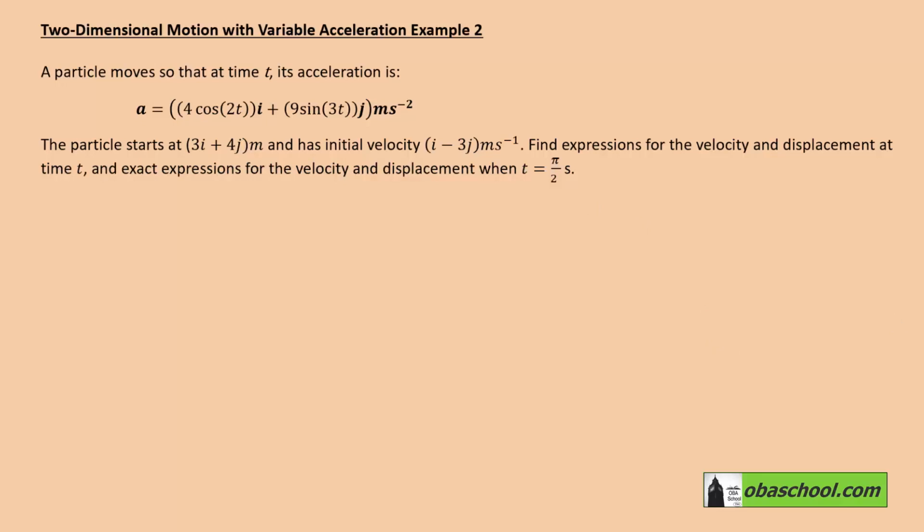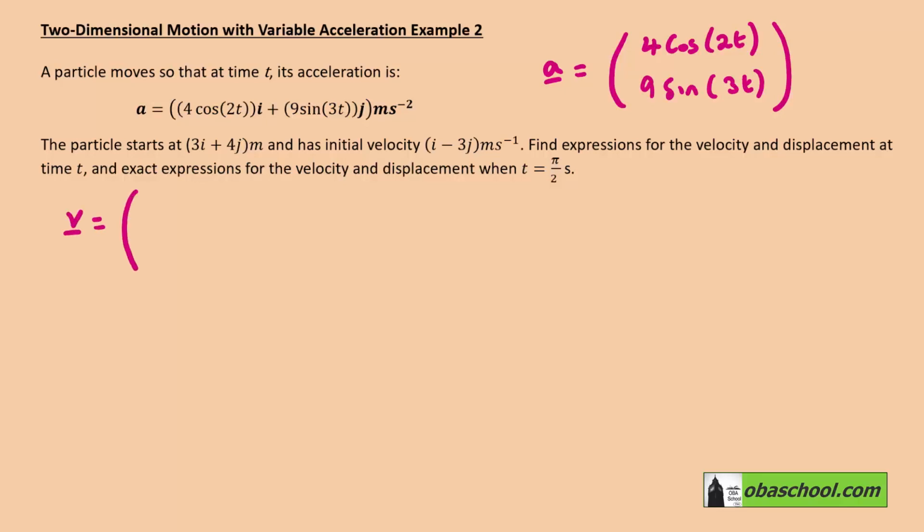Now, as with example 1, I'm going to write this using column vectors rather than ij. So my acceleration is going to be (4 cos 2t, 9 sin 3t). So let's look at going to velocity. And to go to velocity from acceleration, we need to integrate.